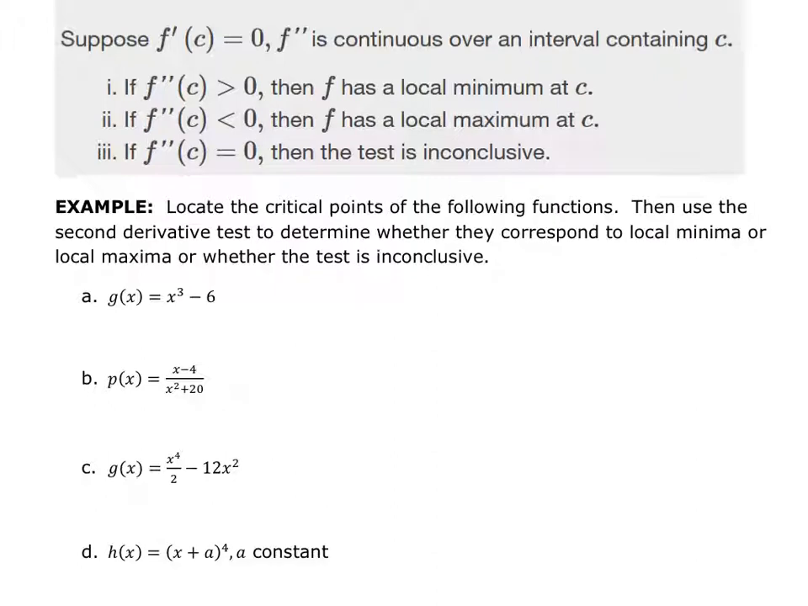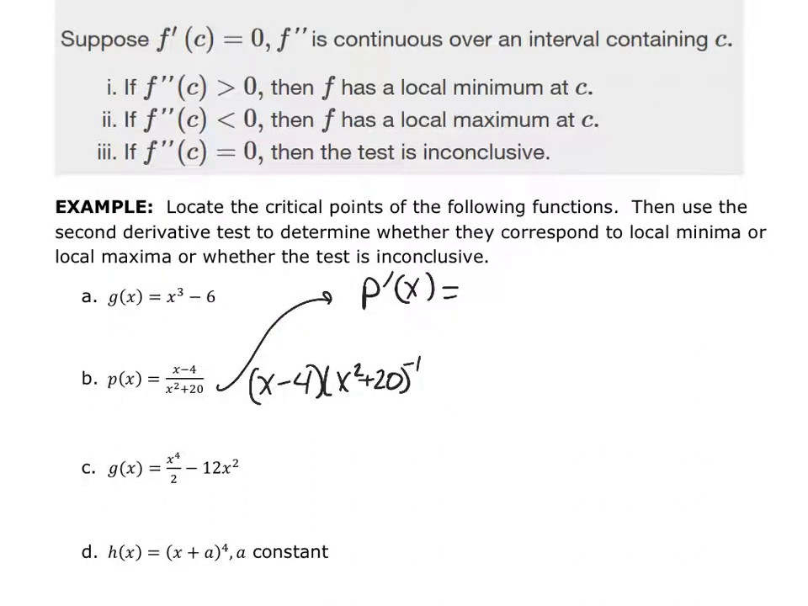So I'm going to do my first derivative, p prime of x. Do y'all want to do the quotient rule or the chain rule? Chain rule. So if I'm going to do the chain rule, I need to rewrite this as x minus 4 multiplied by x squared plus 20 raised to the negative 1. So I'm going to do the chain rule, which means I'm using the product rule.